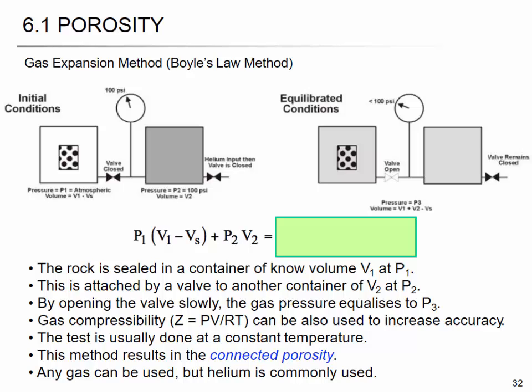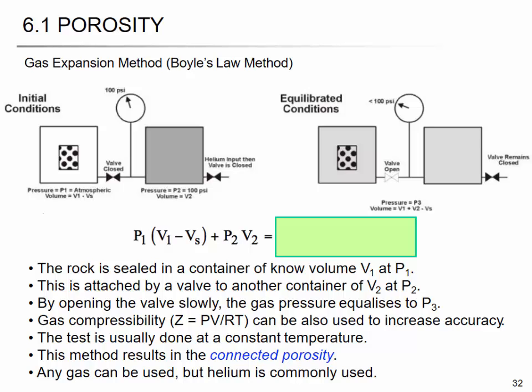Okay, the next method is the gas expansion method. This is a typical method used in rock mechanics or geology. You have one chamber that contains the rock sample, and you should know the volume of this chamber. When you put the rock in, you can also measure the pressure inside the chamber.